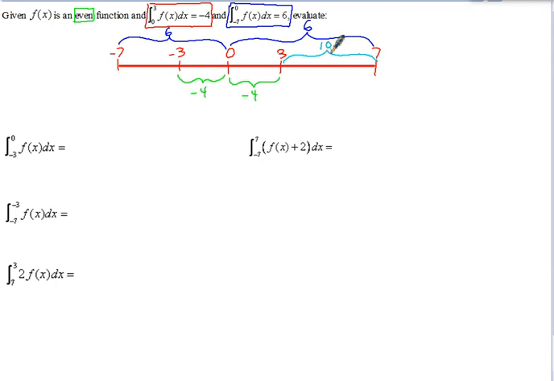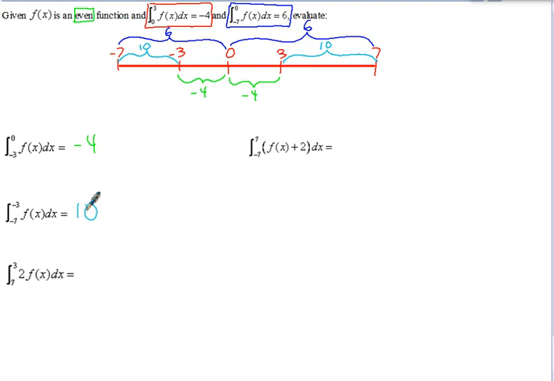And if that one's 10, because it's even, we know the other side from negative 7 to negative 3 would also have to be 10. All right, now let's start answering all the questions they have below these definite integrals. Negative 3 to 0, we can see we figured out that one is negative 4. Negative 7 to negative 3, we already figured out that one is positive 10.